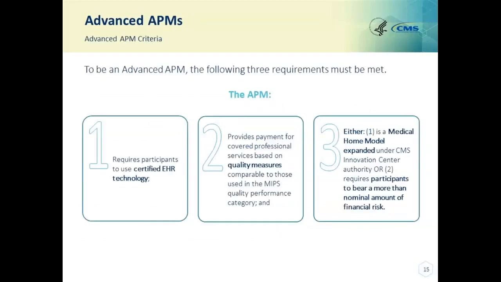I'm going to define for you what the advanced APM qualifications are. First, by law, we require that the participants in the advanced APM use certified EHR technology. Second, that it provides payment for covered professional services based on quality measures comparable to those used in the MIPS quality performance category. And thirdly, it either is a medical home model expanded under CMS Innovation Center authority or requires participants to bear more than nominal amounts of financial risk. Next slide.